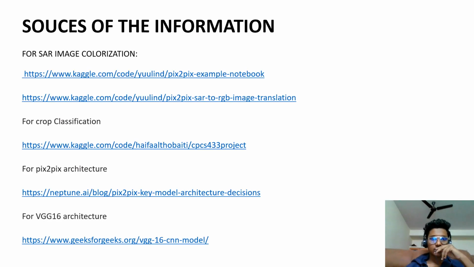Now let us see the sources of this information. For the SAR image colorization, we're going to use a pix-to-pix example notebook in which we have some of the code for pix-to-pix, and the second one is also code from Kaggle itself, where we can find how to build the various generators and discriminators. For the crop classification, we have code from Kaggle itself. For the pix-to-pix architecture, it has all the key model architectures of pix-to-pix as we have seen, in which the learning rate was 0.0002 and many more. For the VGG16, we are referring to GeeksforGeeks.